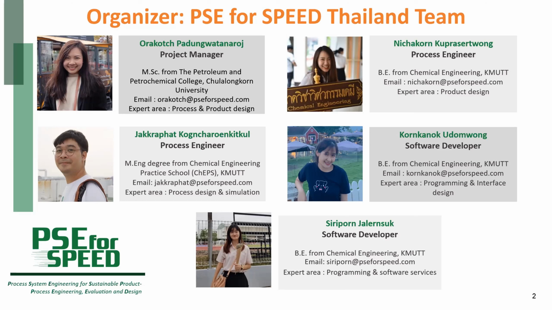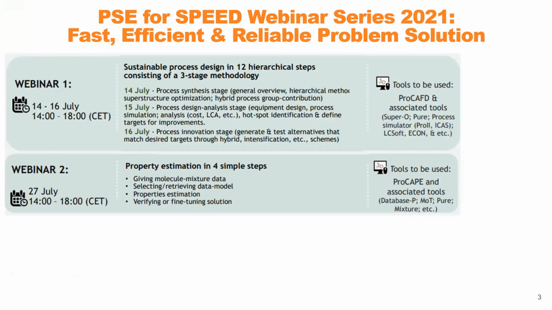As I said, webinar 1 was in 3 parts, on 14, 15, and 16 July. Today we are doing webinar 2, which is property estimation in 4 steps. Because of requests from our Asian participants that we were ending too late in the night for them, we advanced the webinars to start from 13:00 European time. This will be for all the webinars.